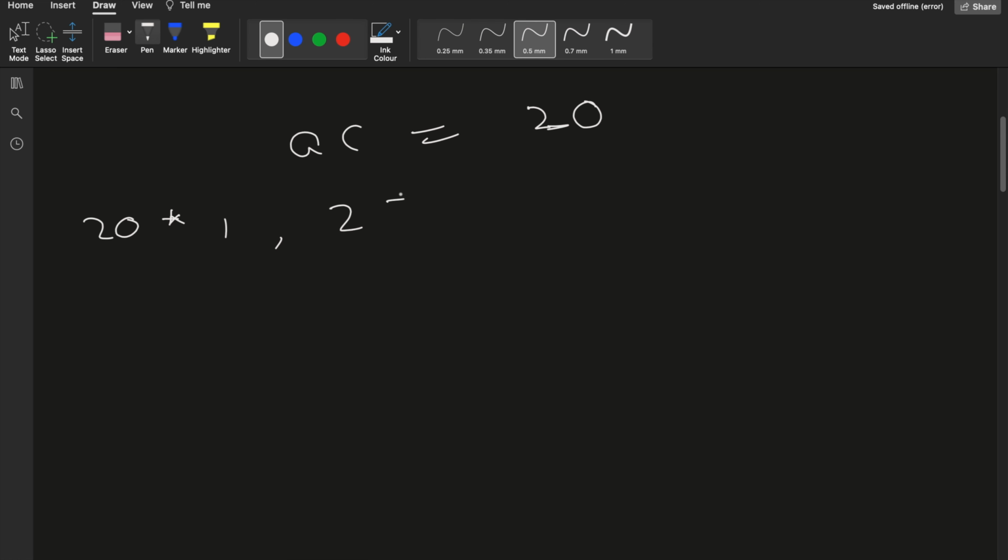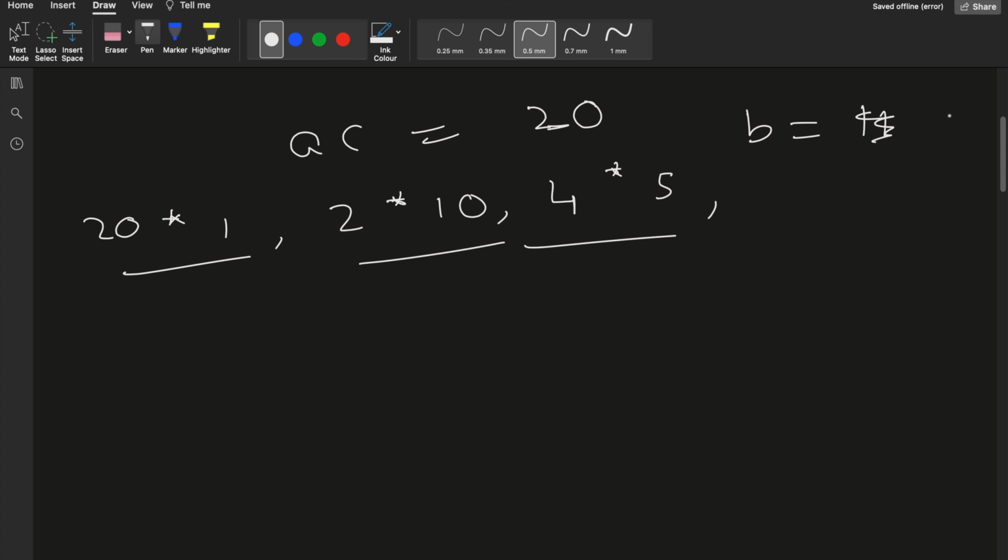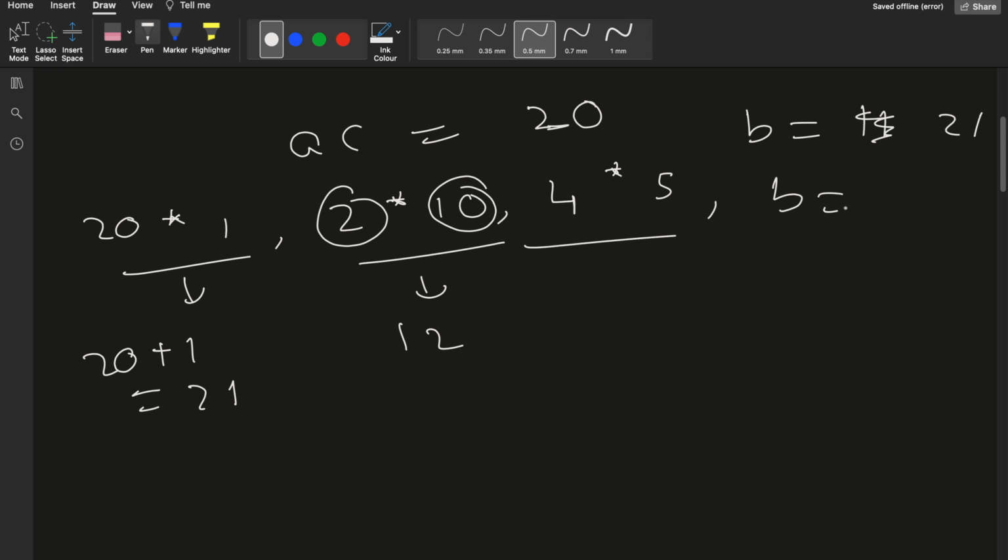We could write 2 into 10. We couldn't write 3. We could write 4 into 5. And the thing repeats again, so we don't have to write 5 into 4, etc. So these are the three possibilities. Imagine if B was 21, and we'd use this because 20 plus 1 equals 21. 2 into 10, that's 12. So if B was 12, we'd use that. And if B was 9, we'd use this.